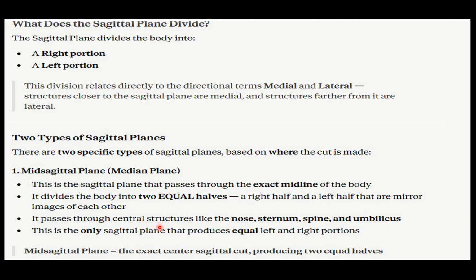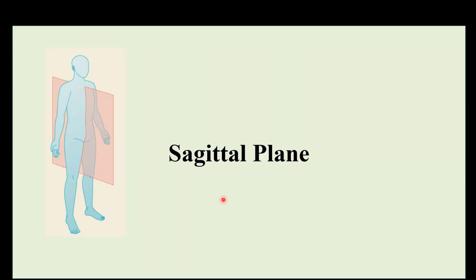It passes through central structures like the nose, sternum, spine, and umbilicus, and this is the only sagittal plane that produces equal left and right portions. Mid-sagittal plane means the exact center sagittal cut producing two equal halves. So you can see this diagram is of mid-sagittal only. Why? Because it is dividing the body into two equal halves, equal left portion and equal right portion.